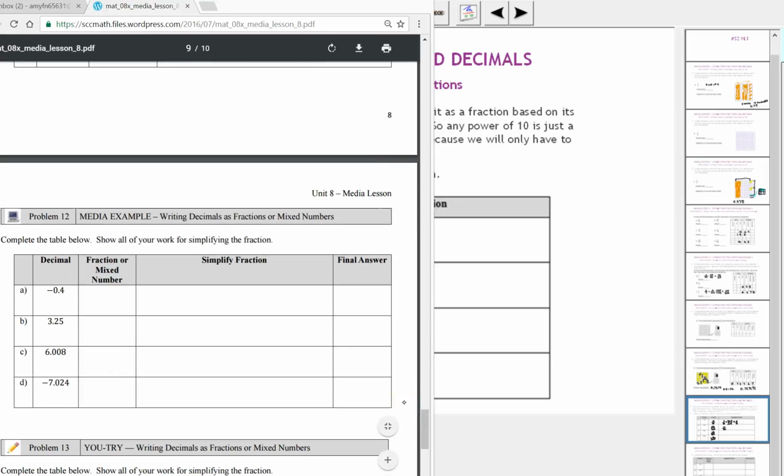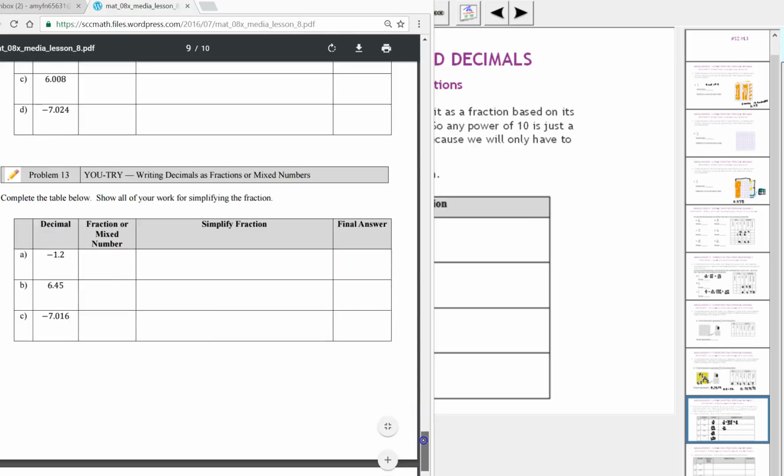Then we use the same idea, but give them some negative numbers and some mixed numbers. Here you have them rewrite it as a fraction or a mixed number. In this column, they just simplify the fractional part. We leave out the whole number part of the mixed number till the final answer. That's pretty straightforward.